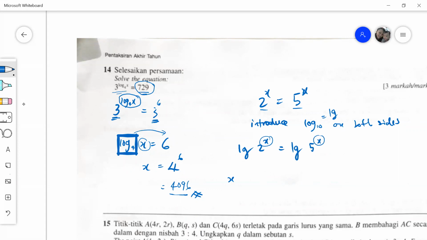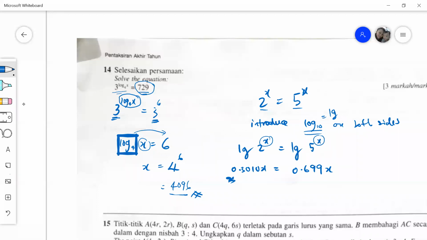Log 2, you use the calculator. Log 2 is 0.3010, so we will have 0.3010x equals, the log 5 will be 0.699x. Of course, the question is not that simple, because log base 10 is the one that we have in the calculator. That's why we introduce log base 10. Don't introduce other stuff, you don't introduce log base 2. Then we just compare. This one I created out of nowhere, so my question itself is not logical here.